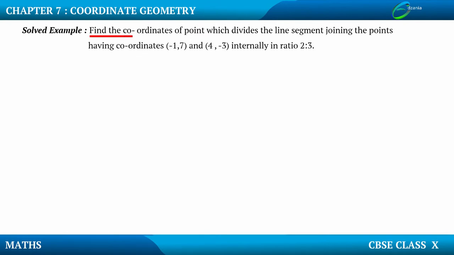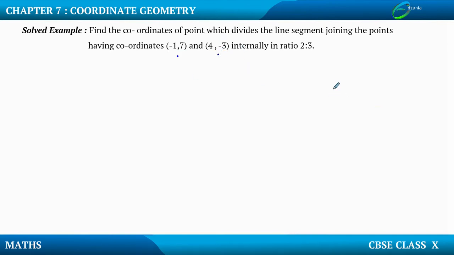Let us consider an example. Find the coordinates of the point which divides the line segment joining the points having coordinates (-1, 7) and (4, -3) internally in the ratio 2 is to 3. So we have these 2 points. The first point is (-1, 7) and the second point is (4, -3).